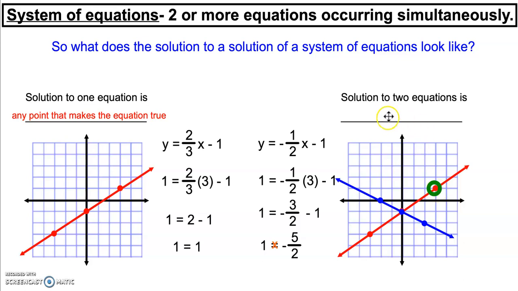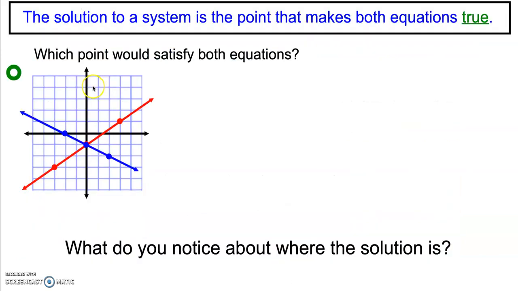A solution to the system is any point that makes both the equations true at the same time. So logically, we can see that this point here is the same point for both equations. So what do you notice? We noticed in that last one that it happened to be the point where those lines have a point on both equations. It's a point that makes both equations true. So which point satisfies both equations?